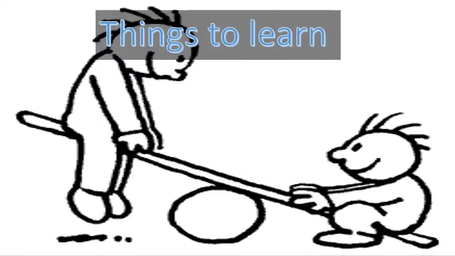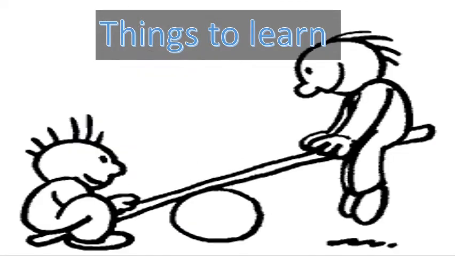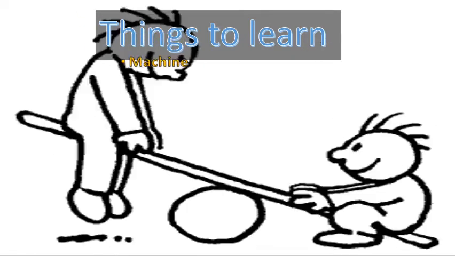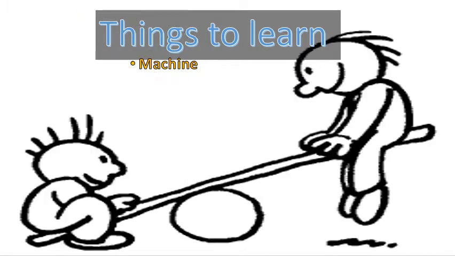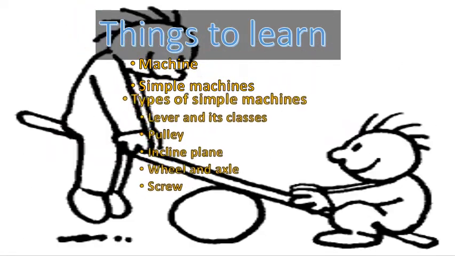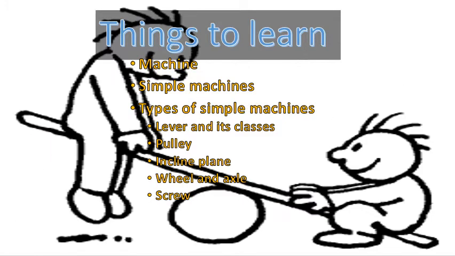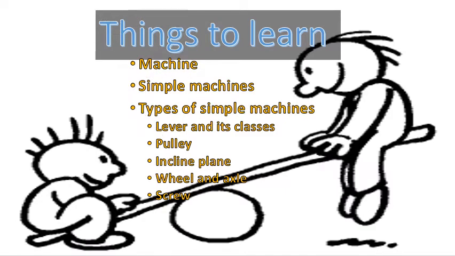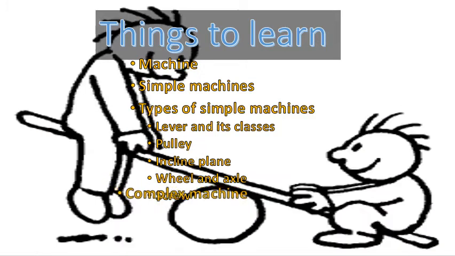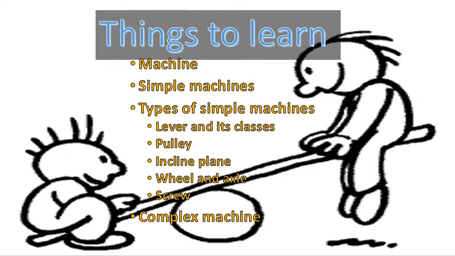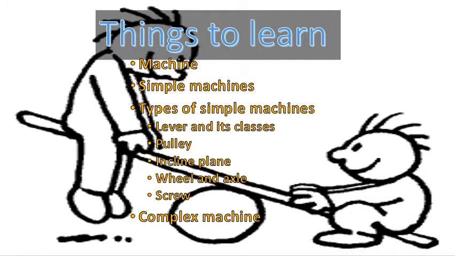Now kids, here come the things to learn that we are going to relearn today one by one. The bullet number 1 would be machine. First we'll learn about machine, then simple machines, then types of simple machines. And the types would be lever and its classes, pulley, inclined plane, wheel and axle, screw, and complex machines. So let's get started with the definition of machines.